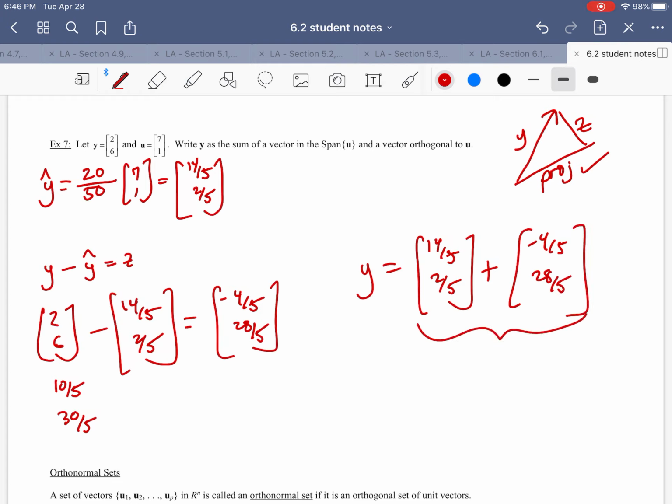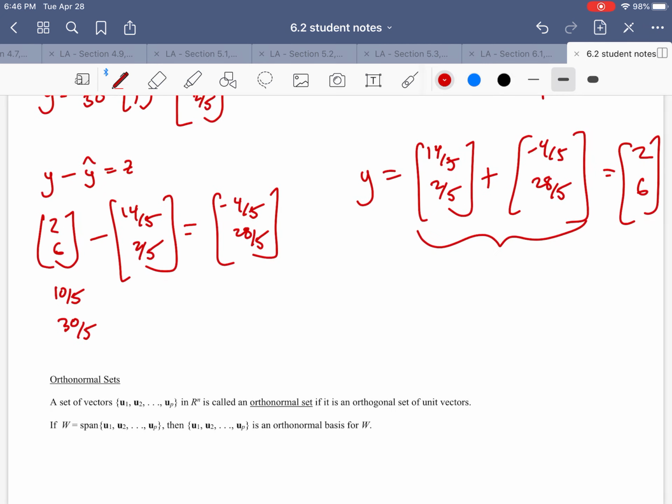And if you check that out, these are perpendicular to each other. So if you did their dot product, you would get 0. All right, and let's see, if you add those up, you get 10/5, which is 2, and you get 30/5, which is 6, which is exactly what y is.